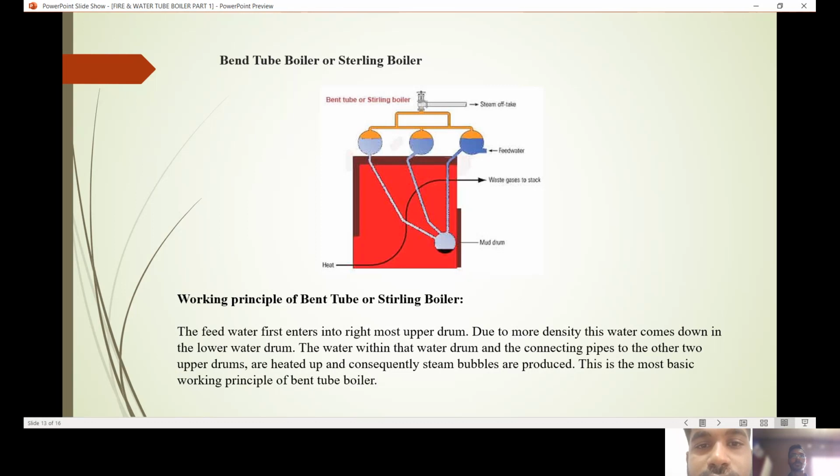Bent tube boiler or Stirling boiler. Working principle of bent tube or Stirling boiler. The feed water first enters into the rightmost upper drum. Due to more density, this water comes down to the lower water drum. The water within that water drum and the connecting pipes to the other two upper drums are heated up and consequently steam bubbles are produced. This is the most basic working principle of the bent tube boiler.